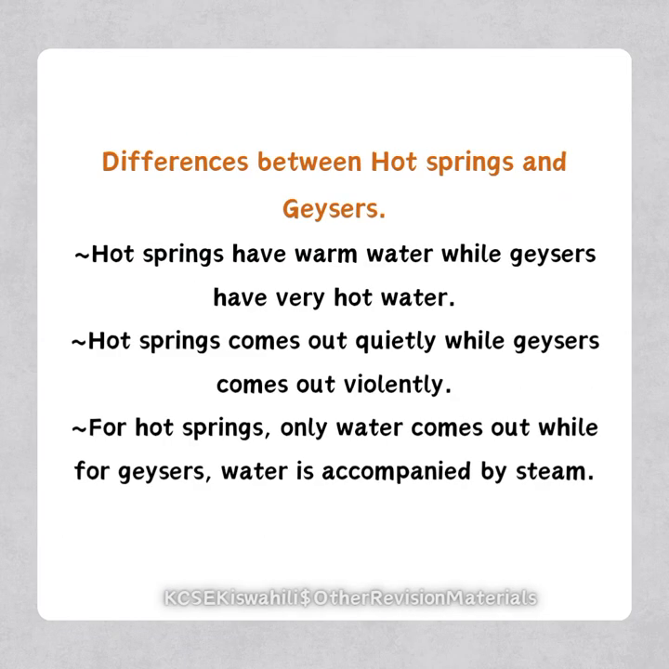Let us now look at the differences between hot springs and geysers. First, hot springs have warm water while geysers have very hot water. Second, in hot springs water comes out quietly while in geysers, water comes out violently. Finally, for hot springs, only water comes out while for geysers, water is accompanied by steam.